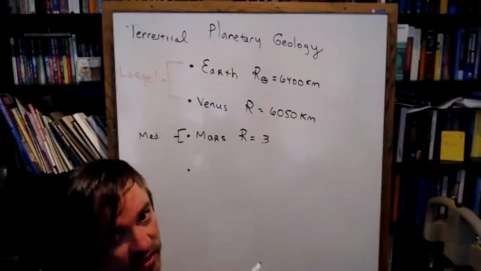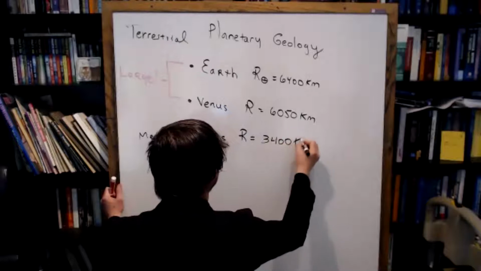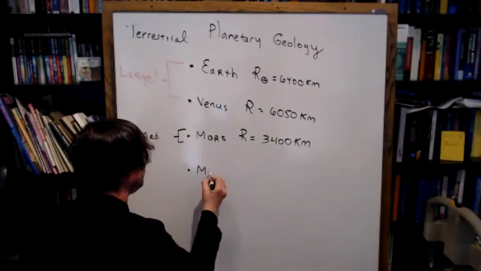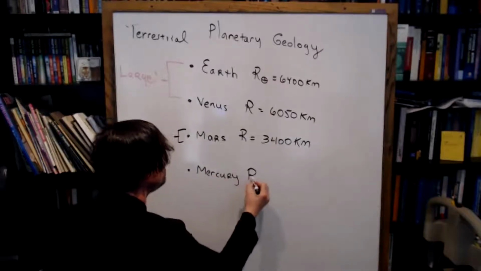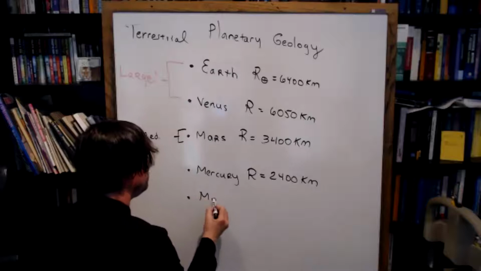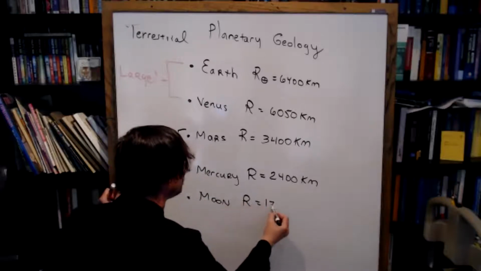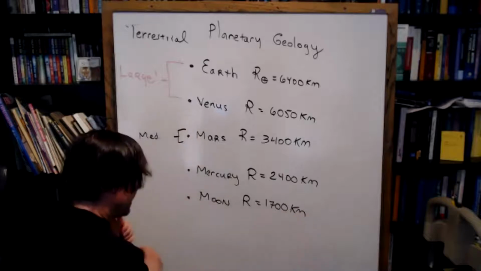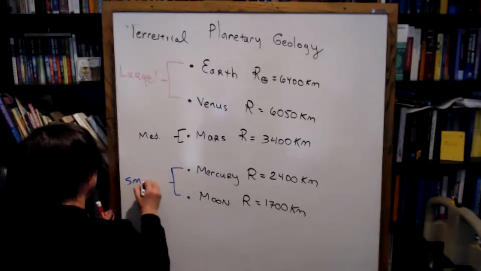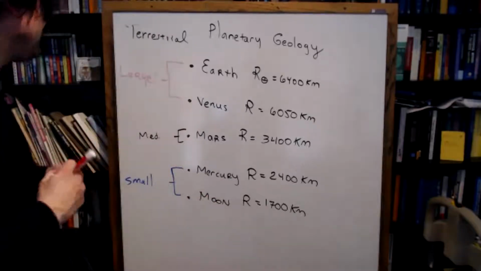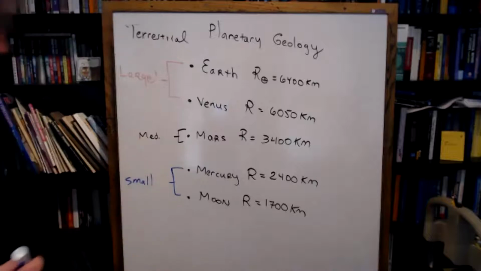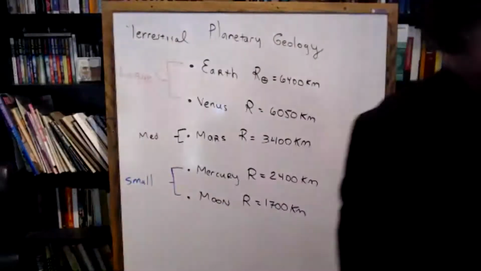The radius of Mars is, Jace, I could use your help on this, 3,400 kilometers? That's what I remember. It's 3,400 kilometers for Mars. The radius of Mercury is about 2,400 kilometers. And then lastly, we have the moon, which has a radius of about 1,700 kilometers. Taken together, we can consider Mercury and the moon to be a class of small terrestrial planets. So this is sort of like Goldilocks and the three planets today. We've got big fat terrestrial planets, planets that are somewhere in the middle, and these little rinky-dink planets. How many of these planets have atmospheres?